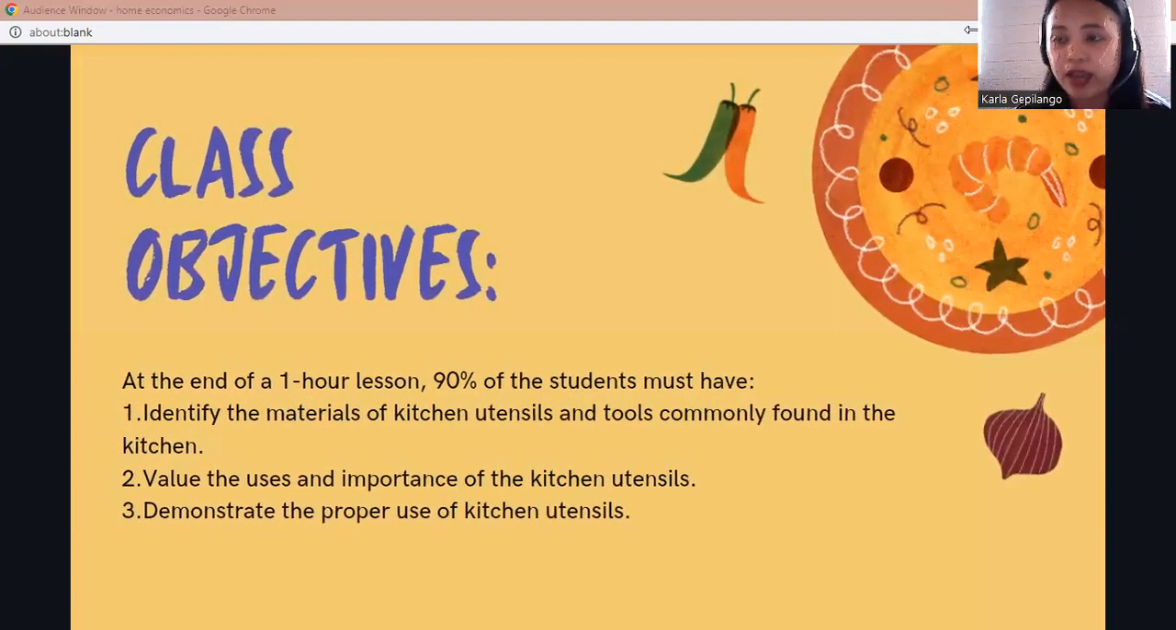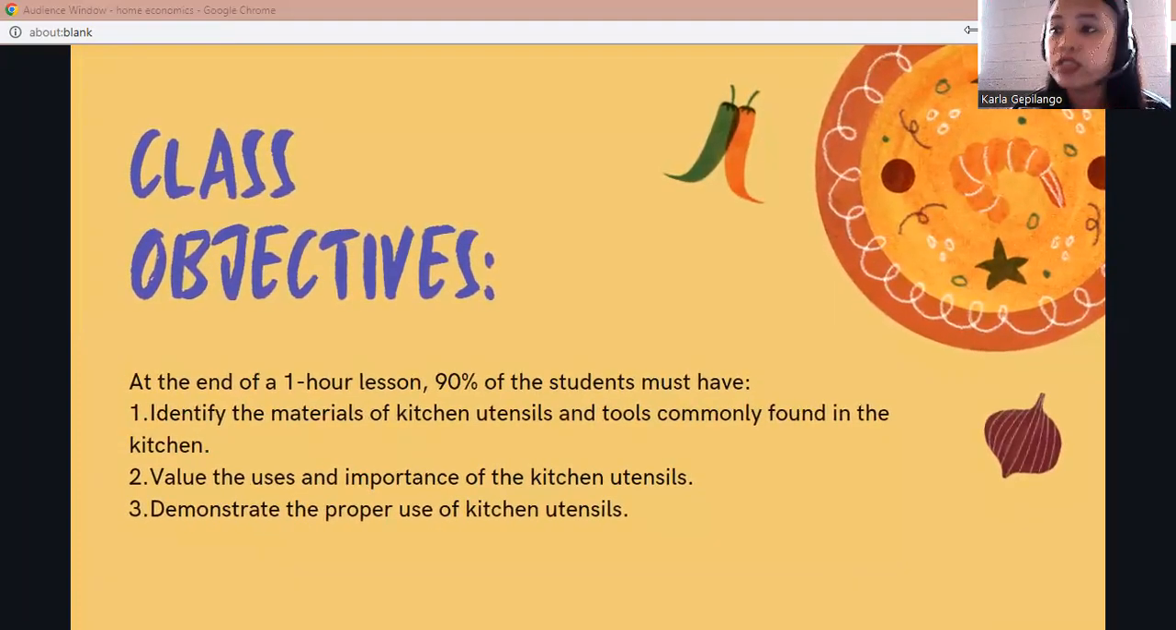So today, class, we will have an amazing topic and discussion. And of course, at the end of our 1 hour lesson, I am expecting that 90% of you must be able to identify the materials or kitchen utensils and tools that are commonly found in the kitchen, value the uses and importance of kitchen utensils, and demonstrate proper use of kitchen utensils.